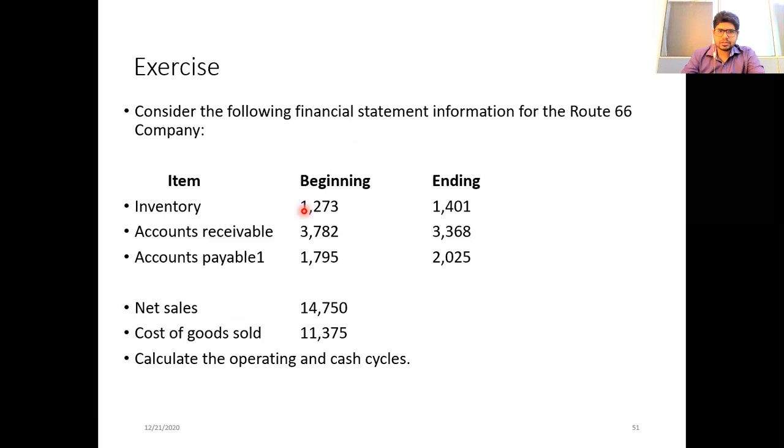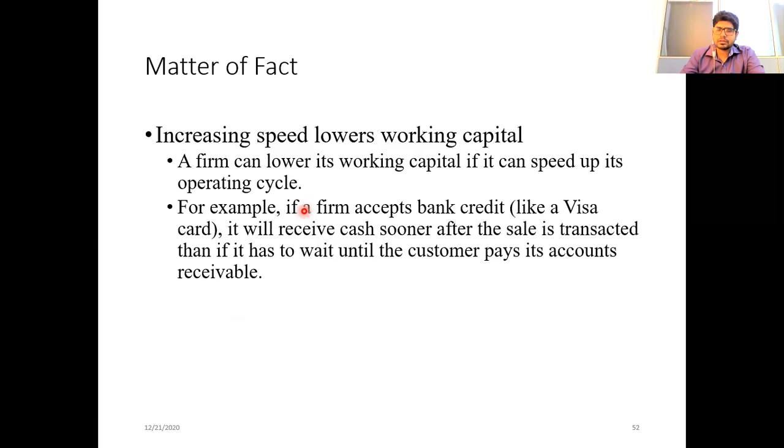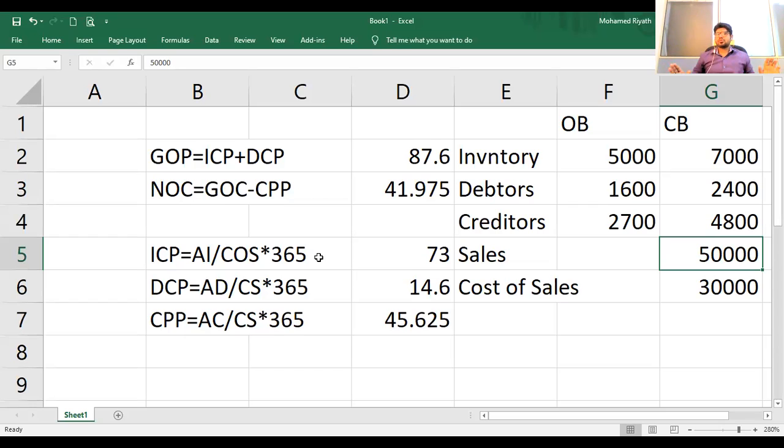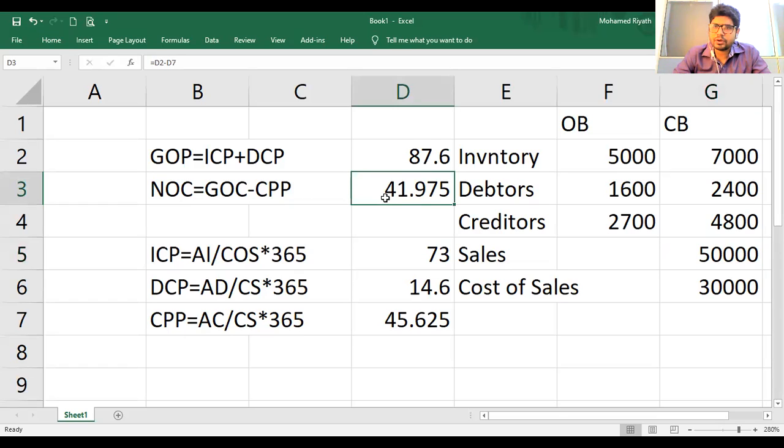If there is no information regarding how much credit sales and how much cash sales, you don't worry about it. You can assume that all sales are made on a credit basis, right? And matter of fact, what is the meaning of this one? So we have calculated, okay, you are very good at calculation. So what do you mean by this 41? What is the meaning?